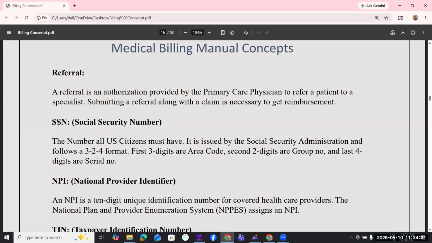Second point is the SS number. SS number is the Social Security Number. It is a kind of Aadhaar card in the US, so you will understand it is a number all US citizens must have. It is issued by the Social Security Administration and follows the 3-2-4 format. The first three digits are the area code, the next two digits are the group number, and the last four digits are the serial number. So this is a Social Security Number, the kind of Aadhaar card in India.